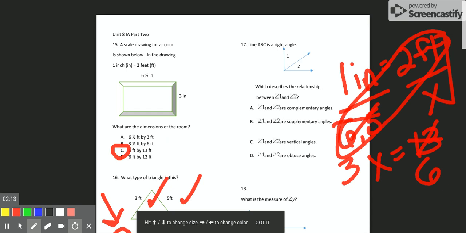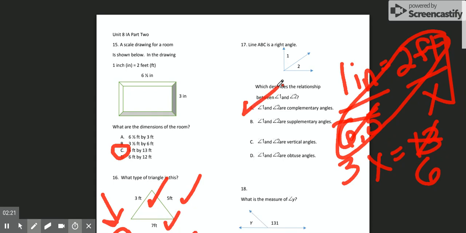Number 17, ABC is the right one. Describe the relationship. If it's right, then it has to be complementary. So I'm going to check that. Complementary means 90. Supplementary means 180, and this is definitely not equal to 180. Vertical means that they're across from each other, and they're not. And obtuse means they're greater than 90, and they're obviously not. So number 17 is definitely A.